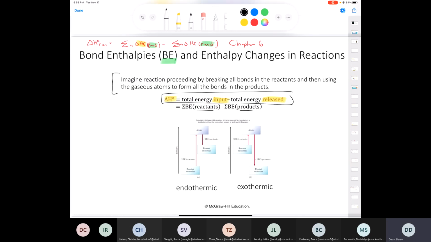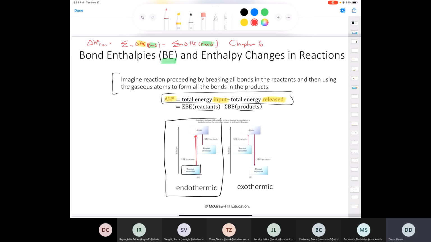Imagine the reaction proceeding by breaking all the bonds in the reactant. If we have this scenario here on the left, enthalpy is on this scale here. We start out with some reactants, okay? They have bonds in them. We're going to have to break apart all those bonds, aren't we? Right, we're going to separate them all into their atoms. That's going to cost some energy, right? That's going to be a positive amount of energy, right? Because we have to put energy in to break them.